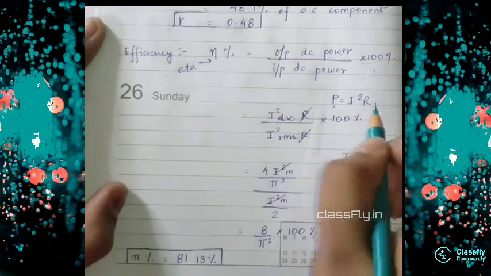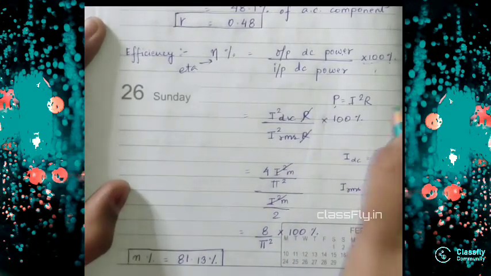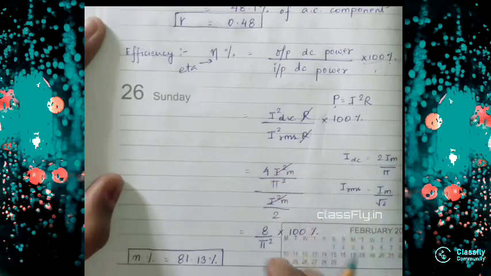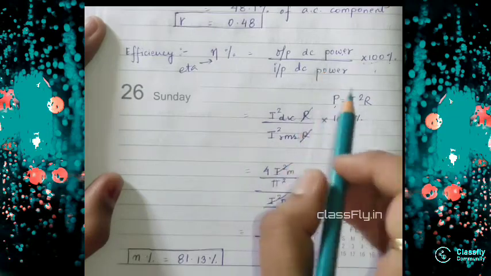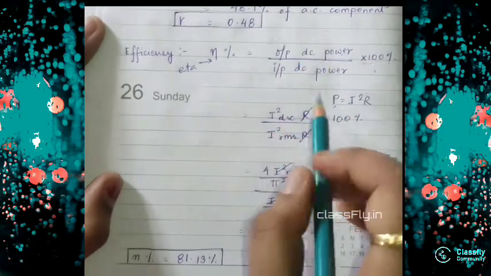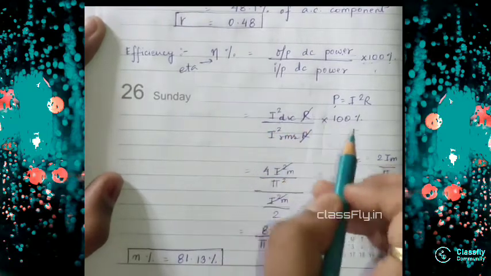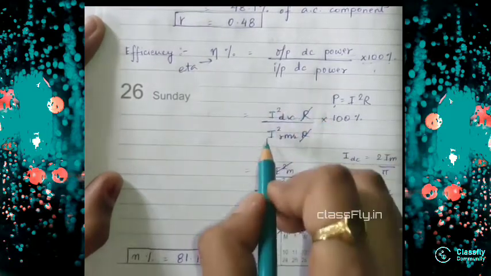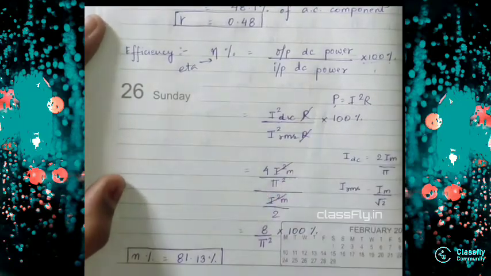We know that power is equal to I squared R, the current squared multiplied by the resistance. So for the output DC power we write I squared DC R, and for the input we write I squared RMS R, into 100. So we cancel R by R.